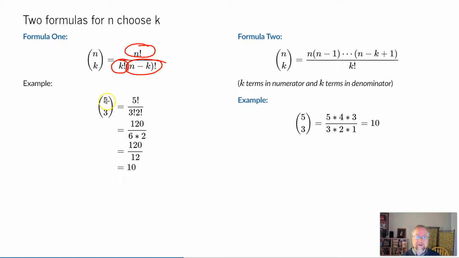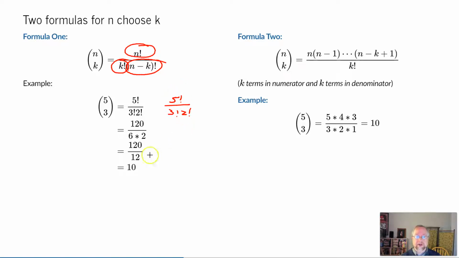So what happens? I have a 5 and a 3, and there's no horizontal line. So I have a 5, and I'm going to put a horizontal line in, and a 3. I put exclamation points on both of them. That's my n factorial and my k factorial. And then I just choose whatever number I need to add up to the top. So 3 factorial needs a 2 to get to 5. So 5 factorial divided by 3 factorial times 2 factorial.